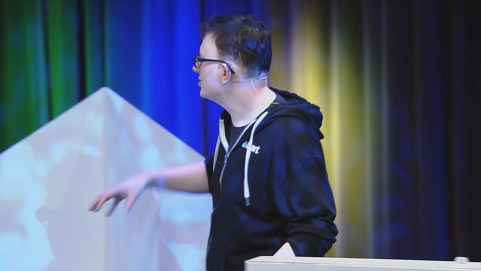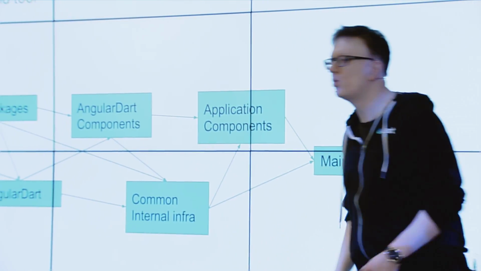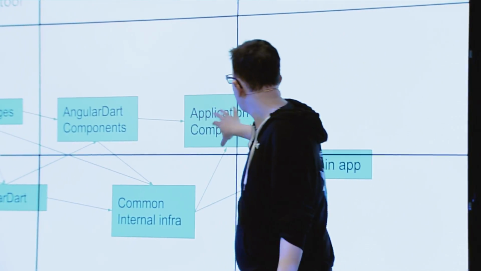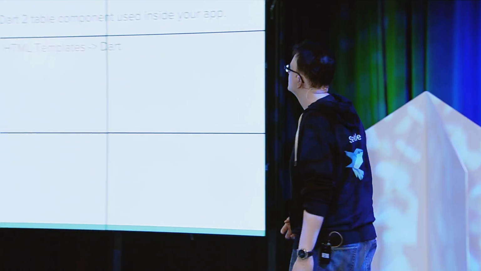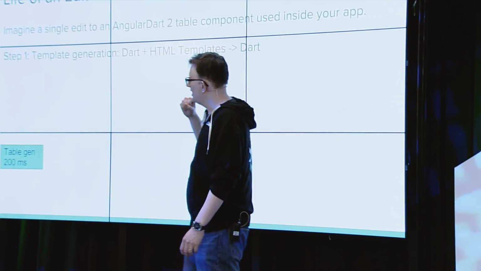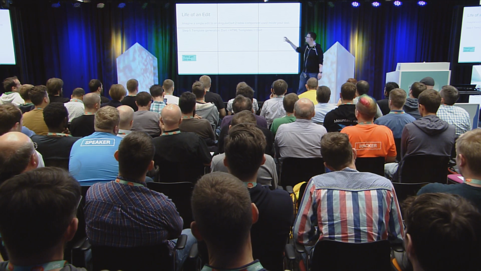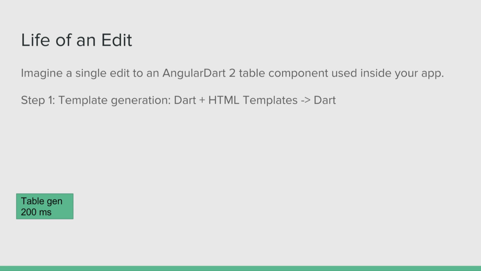I can't show the app itself, it's an internal app, but I'm just going to walk you through the life of an edit. Most of our app authors are not necessarily down at the bottom of the dependency stack, but they're often near the top. They're usually not all the way down here, right? And we want to make the incremental build process work really well for them. So let's suppose we're editing one of our own table components inside of our app. It's an Angular component. So step one is to generate from the templates, take Dart and HTML templates and produce Dart. In this particular case, that took about 200 milliseconds.